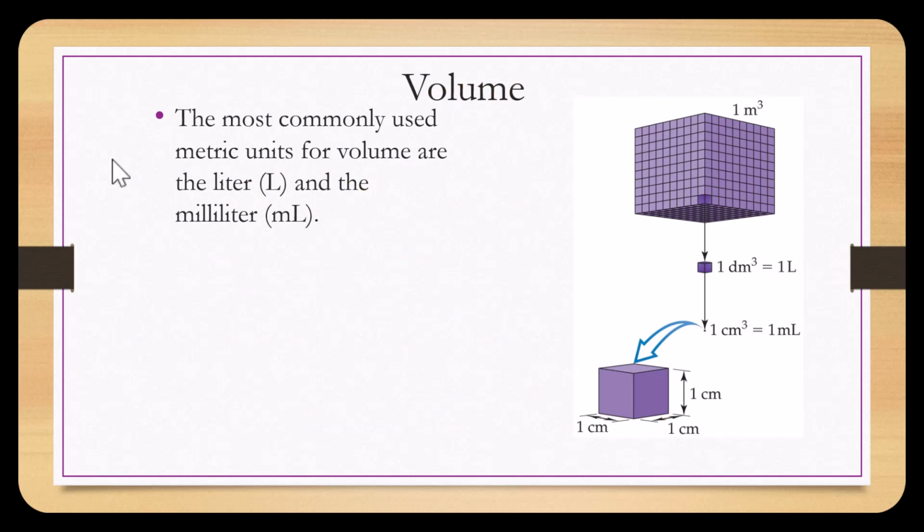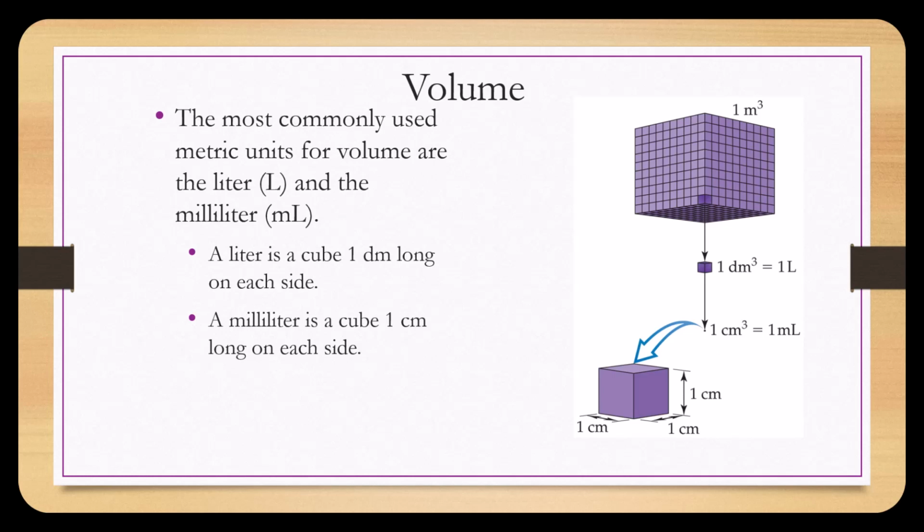The most commonly used metric unit for volume are the liter and the milliliter. A liter is a cube 1 decimeter long on each side. A milliliter is a cube 1 centimeter long on each side. One thing that should be recognized is 1 cubic centimeter is exactly 1 milliliter, and 1 cubic decimeter is exactly 1 liter.